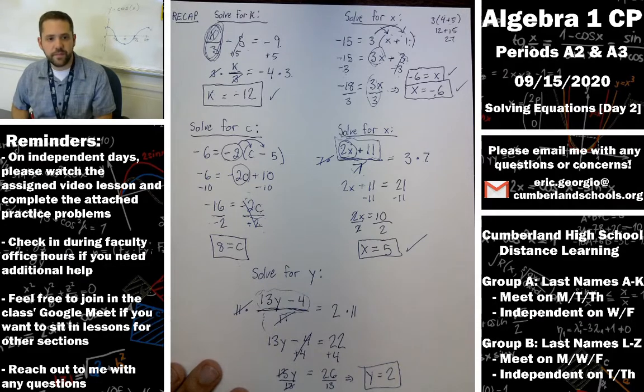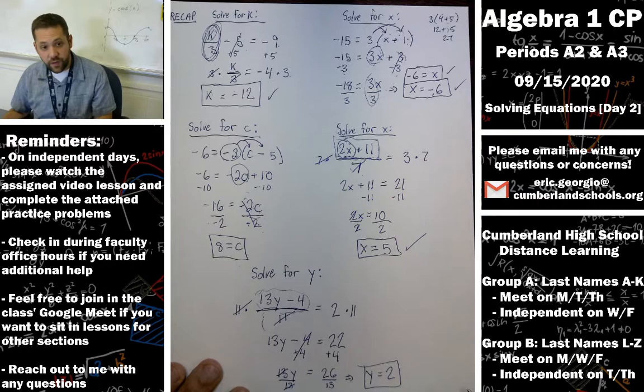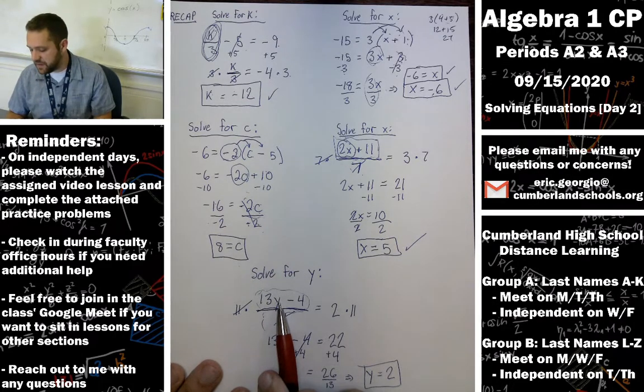Okay. You can check your work, by the way, by taking 2, plugging it in, and seeing if it works out. If 2 goes in, I'm going to do 13 times 2, which is 26. Minus 4 is 22. Divided by 11 is 2. So that works out just fine.